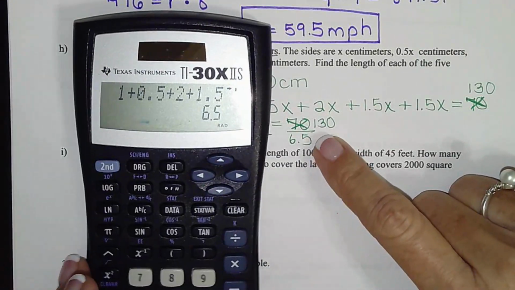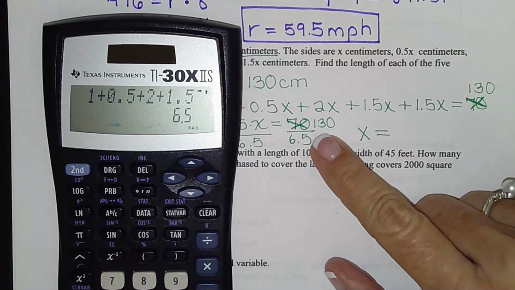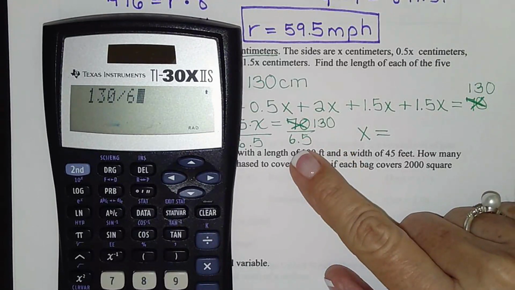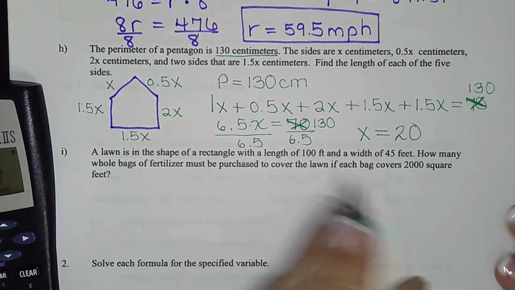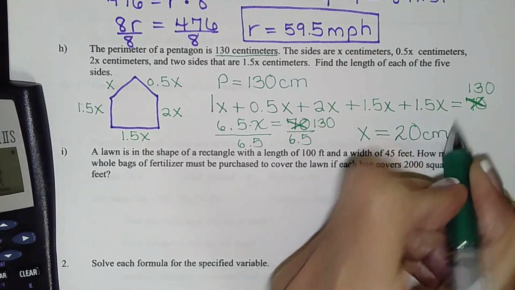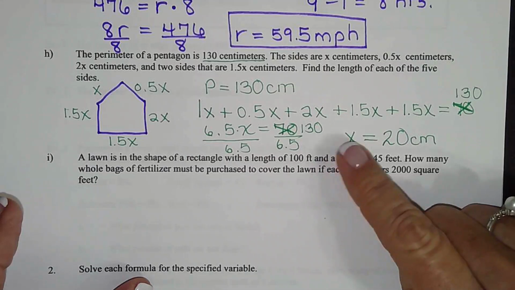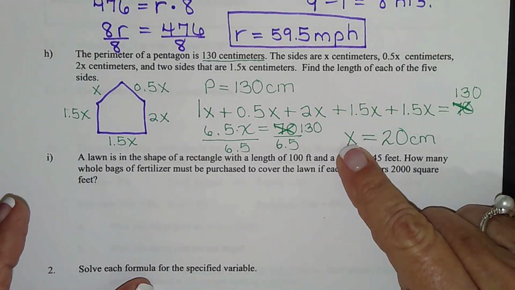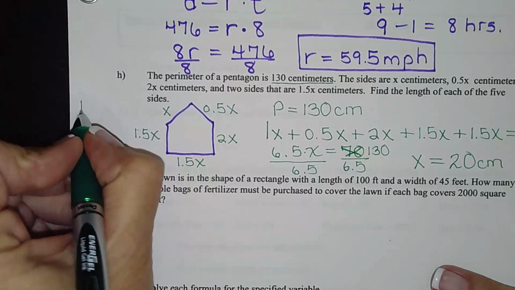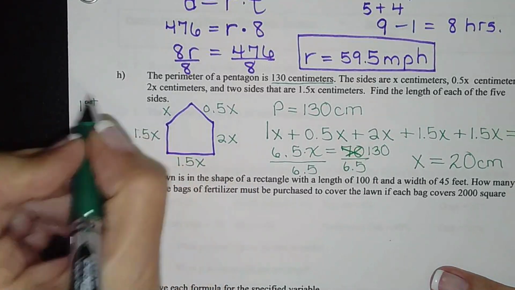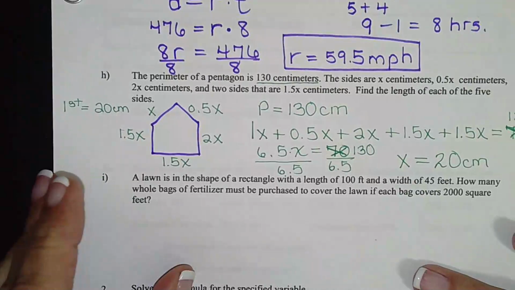So to find my x value, x equals 130 divided by 6.5. 20. And we know that the label's centimeters. And remember what we've learned throughout these word problem videos. This is the value of every x in the problem. So the first side is x, so it's going to be 20 centimeters, because it says find all 5 sides.